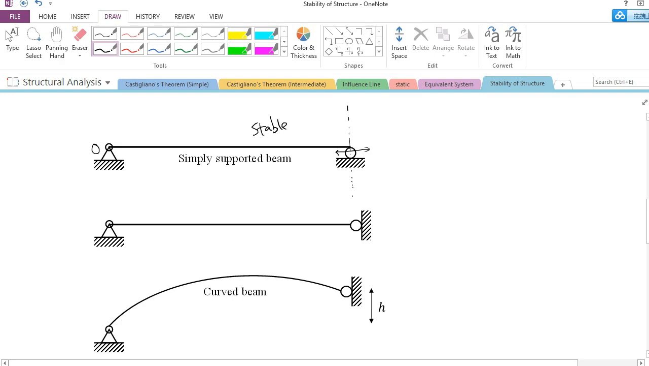For this one, first of all, this is a center of rotation candidate. This one can move up or down. It means that the center of rotation passes through this line. So this is a center of rotation, and the structure is unstable.